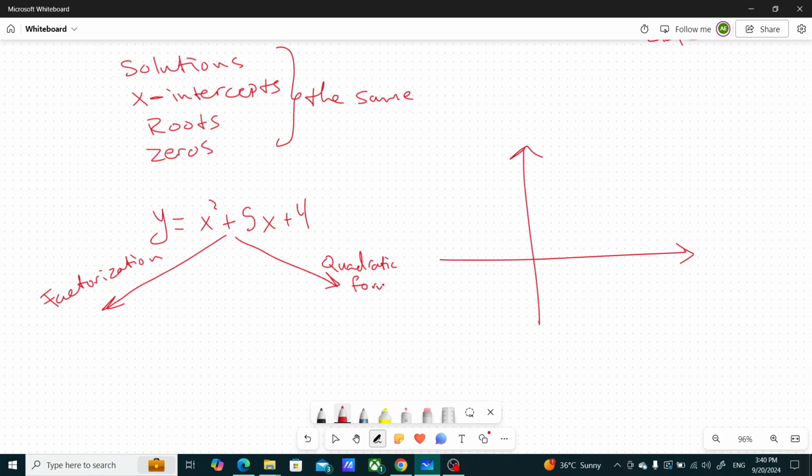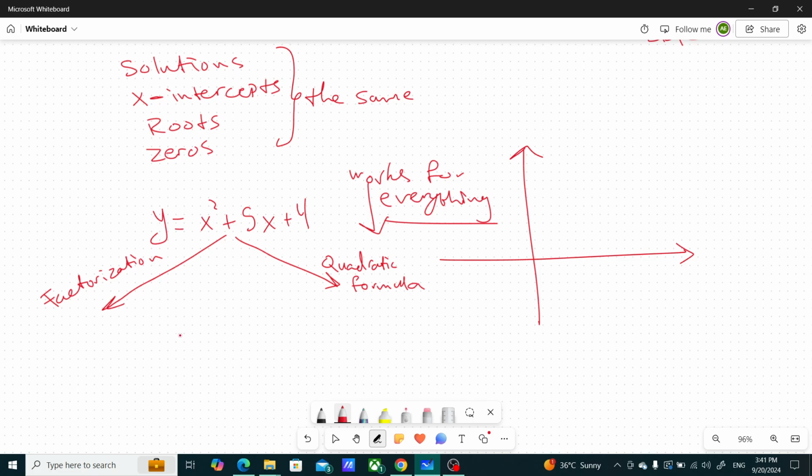This third way is called completing the square. Personally, I prefer the quadratic formula. Why? Because it works for everything and it's very simple. However, for factorization, I need my equation to be factorizable. Not all quadratic equations are factorizable. We will look into this. So let's start by solving using the easy way, which is the quadratic formula.